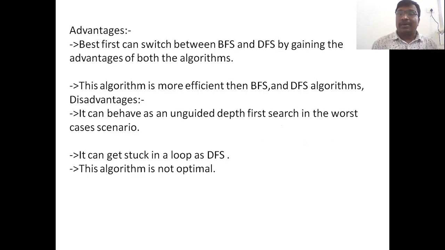And next one, what are the main disadvantages of the best first search algorithm in artificial intelligence? It can behave as an unguided depth first search in the worst case scenario. The second disadvantage is that it can get stuck in a loop like depth first search. This algorithm is not optimal. The best first search is not an optimal algorithm.